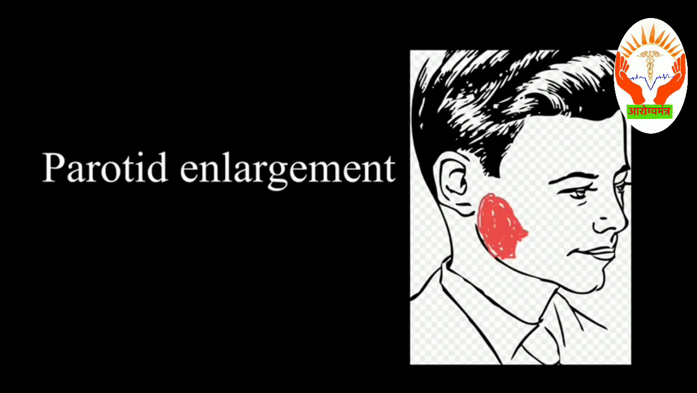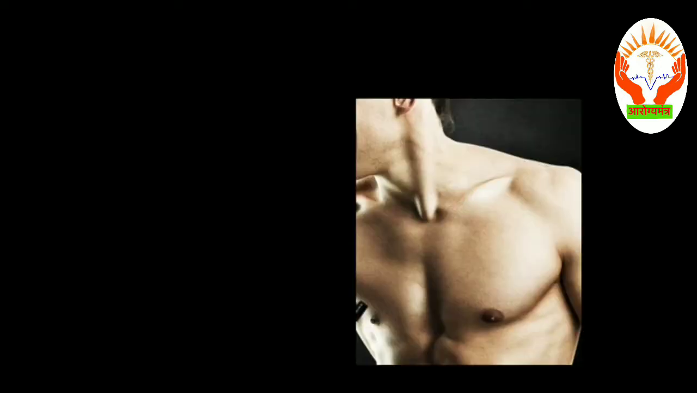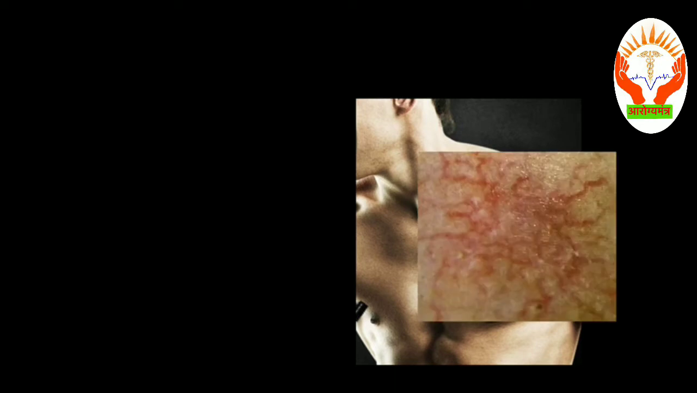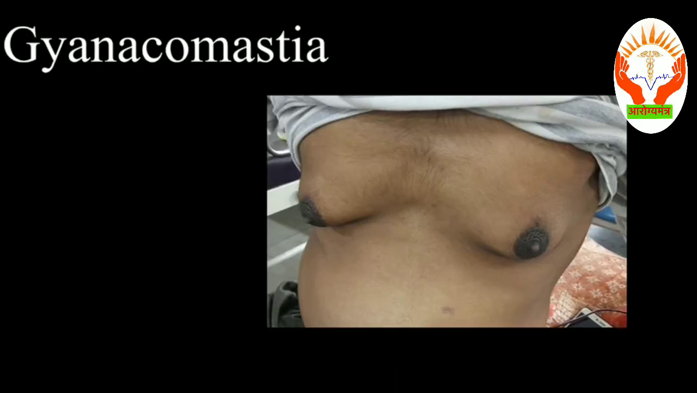After that, we have to look for the parotid gland of the patient, and in this patient the parotid gland is enlarged. Next, we have to see the neck and chest area of the patient, and we see some reddish spots called spider nevi. In a male patient, there is gynecomastia. This is due to excess estrogen in this patient.